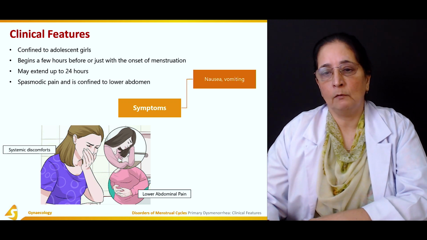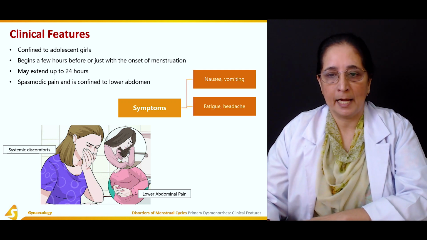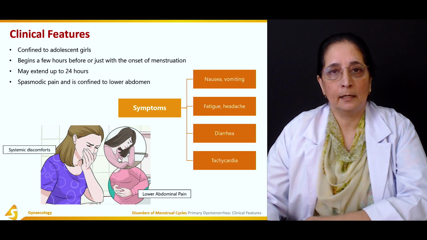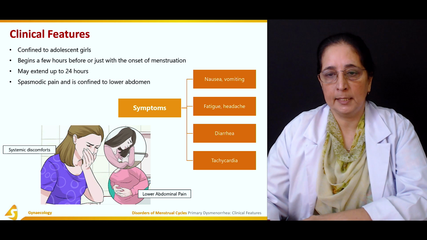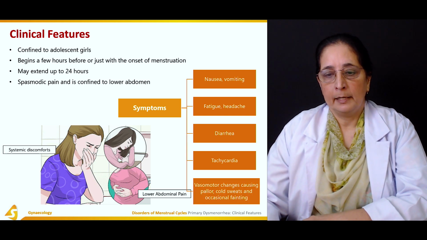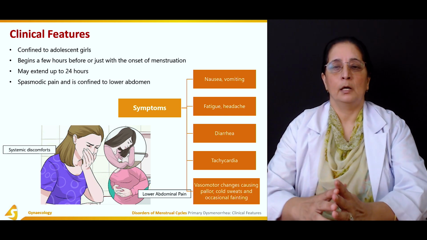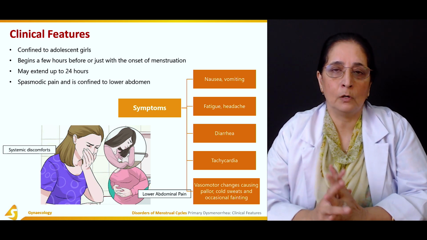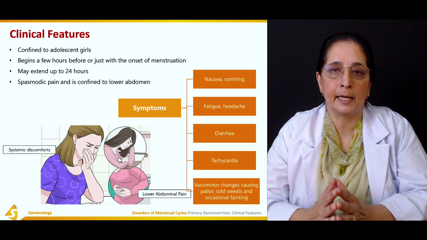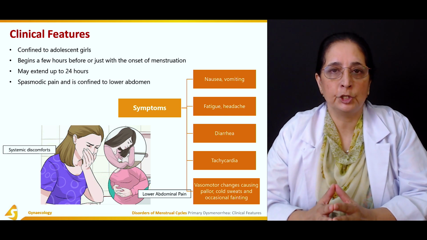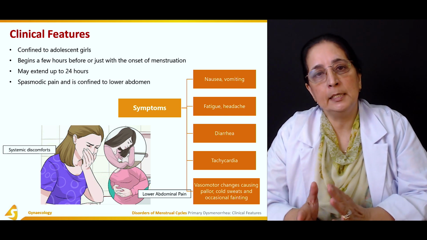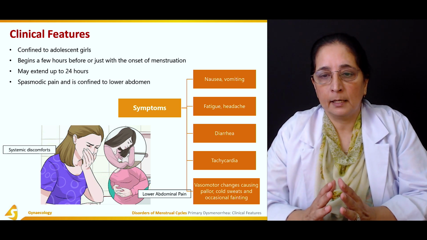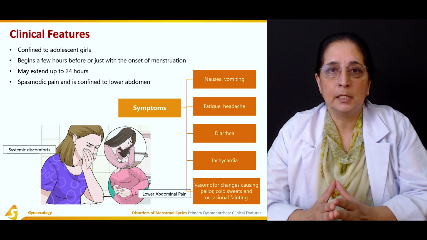Symptoms: nausea, vomiting, fatigue, headache, diarrhea. Tachycardia or fast heartbeat is common. And then there are also cold sweats, fainting, and pallor. So all these are the systemic symptoms of the patient with primary dysmenorrhea. So they have headache, fatigue, nausea, vomiting.